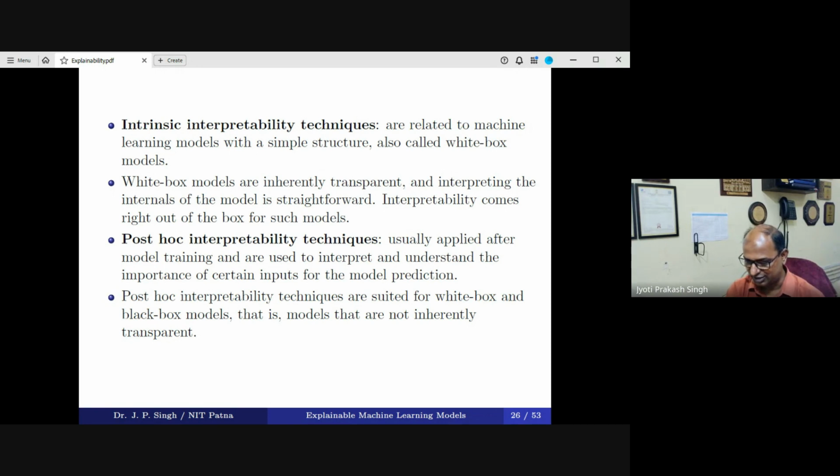If it is a linear regression, we know that a regression model is represented something like this: y equals to.